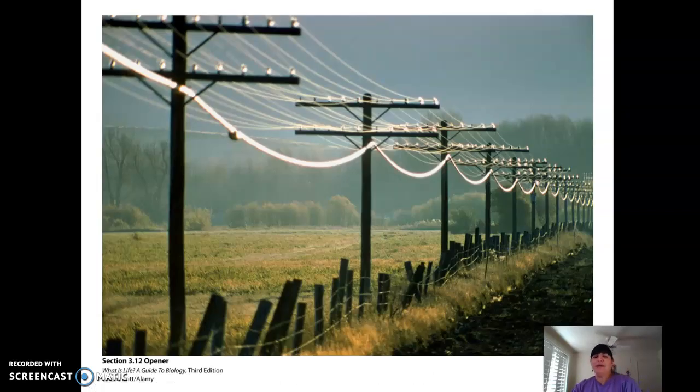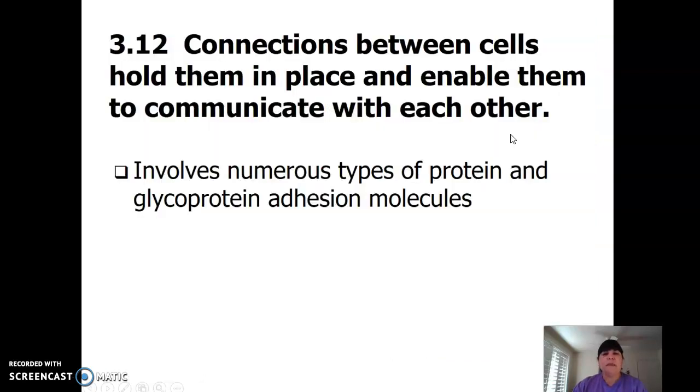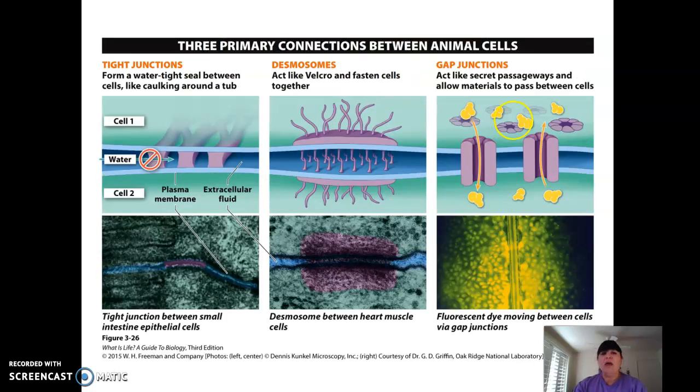Lastly, talking about cell membranes, how do cell membranes help with communication between one cell and another cell? You see these telephone poles and communication. How do we do that? Connections between cells hold them in place and enable them to communicate with one another. This is an important slide showing you different types of connections between cells. Tight junctions: there's protein here that holds the cells together so that there's no ripping or tearing. Here it says tight junctions in the small intestines.